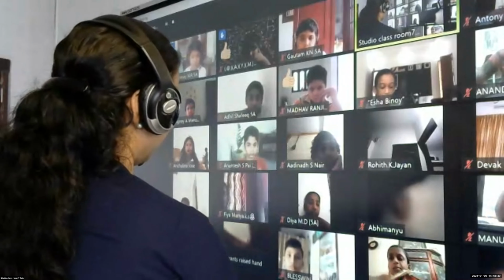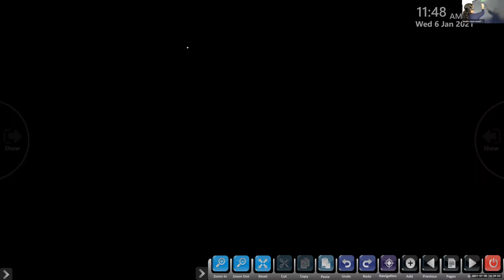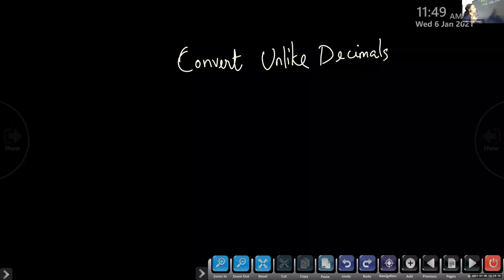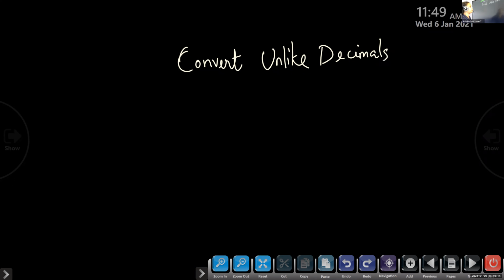Now, today we will start with how to convert unlike decimals to like decimals. Unlike decimal means the number of decimal places will be different. After the decimal point, there will not be the same number of decimal places. So we have to convert unlike decimals to like decimals.